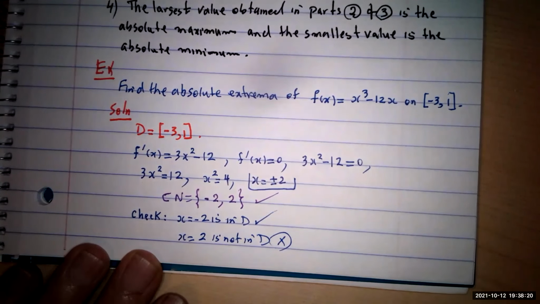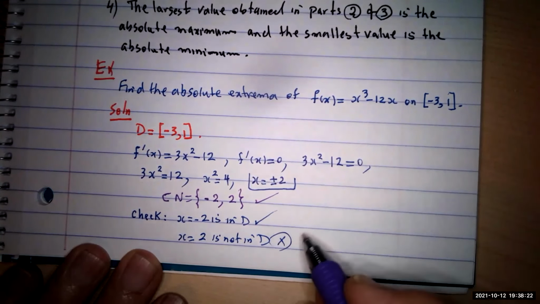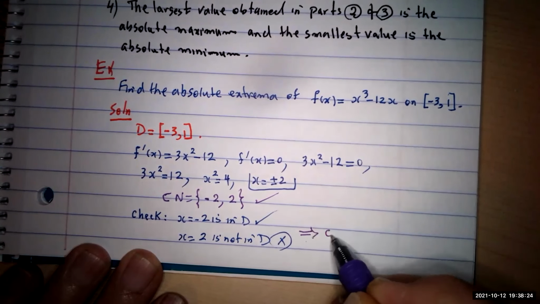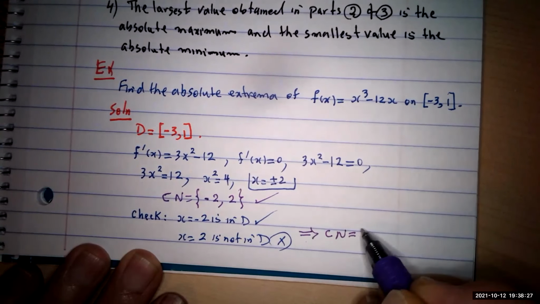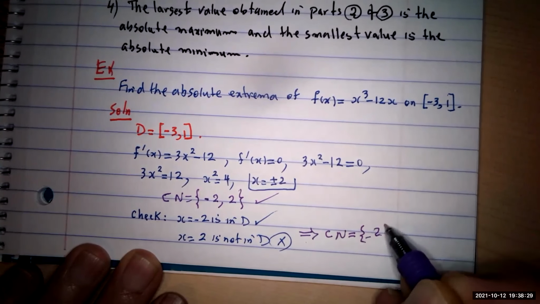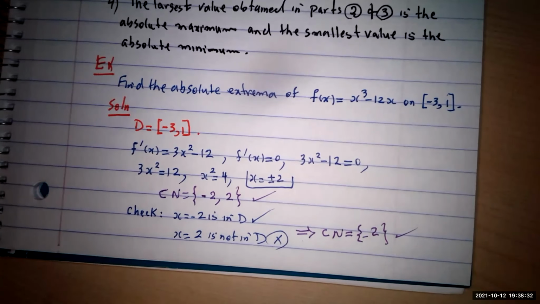So the only critical value that is going to carry for this interval is going to be negative 2 only. That's a very crucial point: don't take anything extra, because the domain of the function is negative 3 and 1. And sometimes you may reject both of them. It doesn't matter, because there are some other steps that you're going to have. Okay, any question? So the first part, you're going to find the critical values.